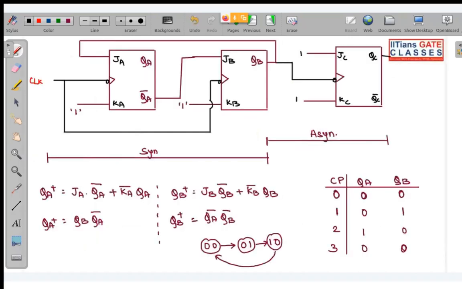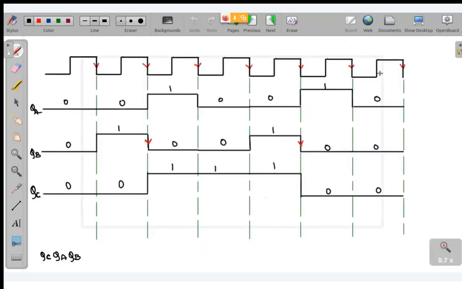QC, you can see what? This QC is acting as your toggle flip-flop, and the clock is basically QB. The negative edges of QB will toggle the state. I have assumed QC is initially 0, so at all the negative edges of QB, it will toggle. Initially it was 0, here I first encountered a negative edge, then once again I encountered a negative edge over here. So I have drawn the diagram.